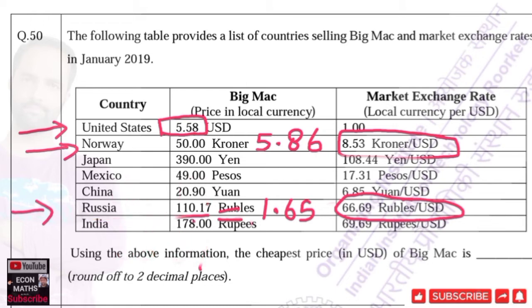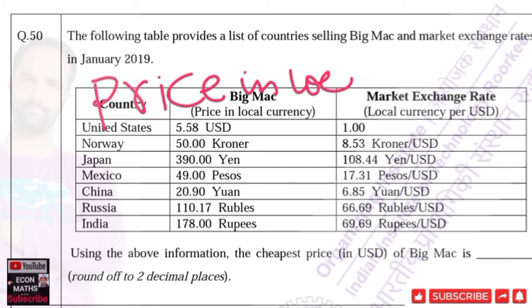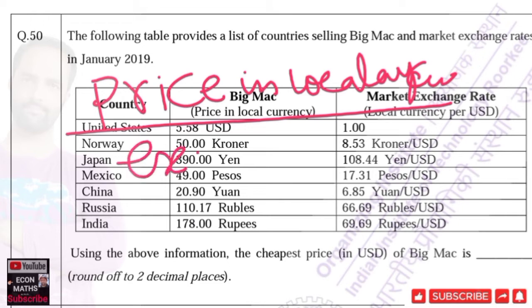So the answer to this question should be 1.65. The simple thing is, how do you find the price of Big Mac in terms of US dollars? Just write the price in local currency and divide it by the exchange rate, and this will give you the price in US dollar.